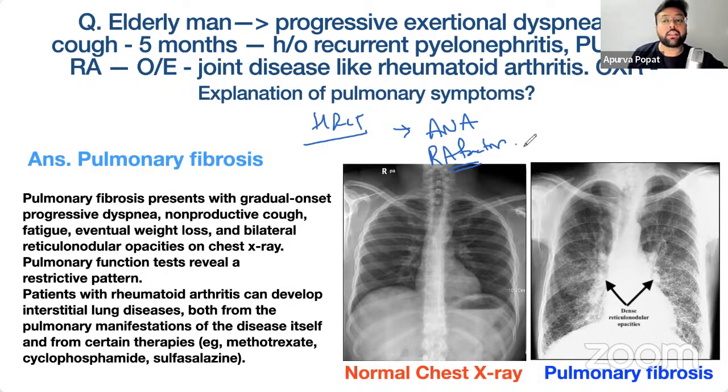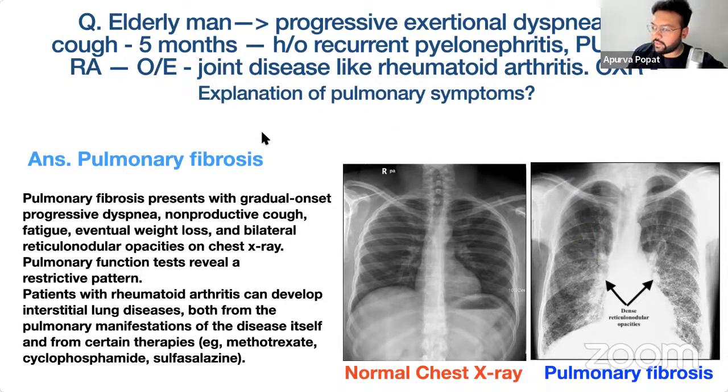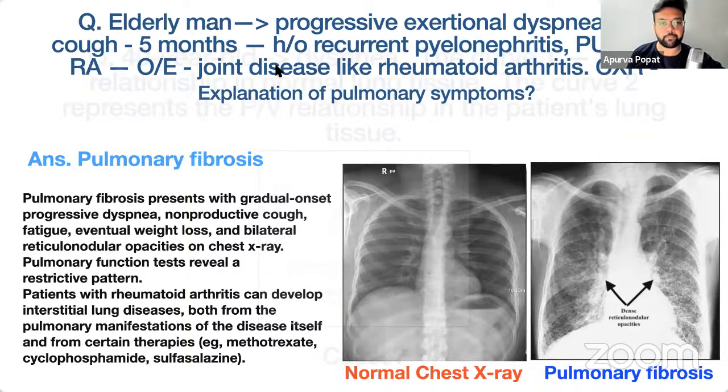And one of the other important side effects of treatment of rheumatoid arthritis: if you start the patient on methotrexate, as a side effect of methotrexate also, the patient can have lung fibrosis. So this patient can have lung fibrosis because of a side effect of methotrexate or because of the disease itself. Okay, so that's lung fibrosis. Okay, let's go to the next one.